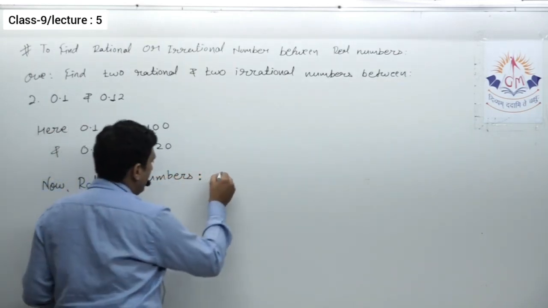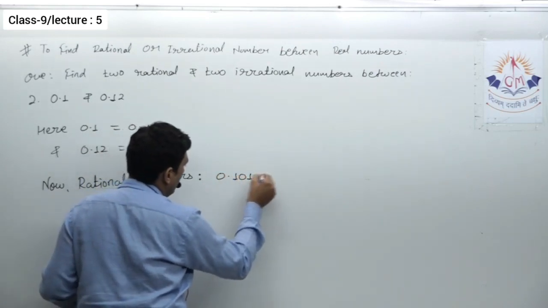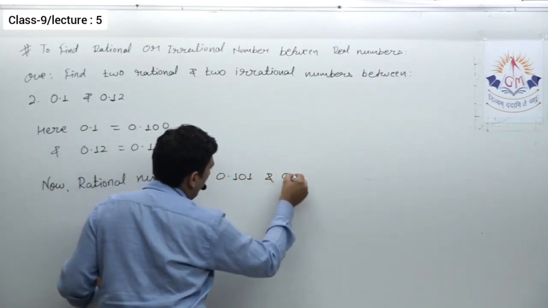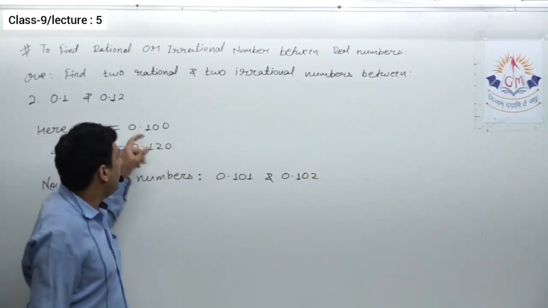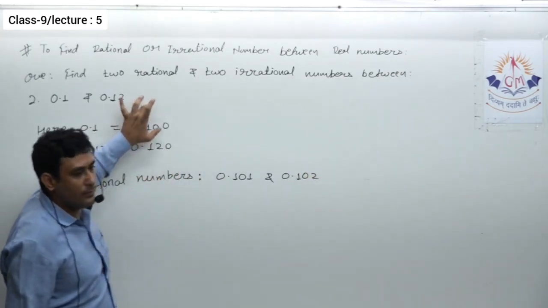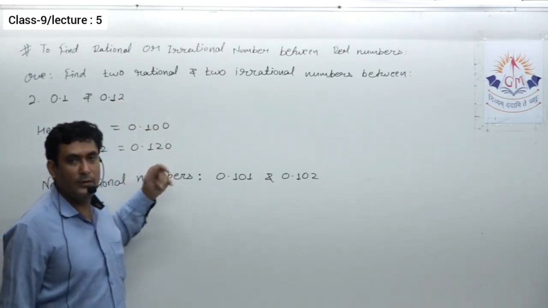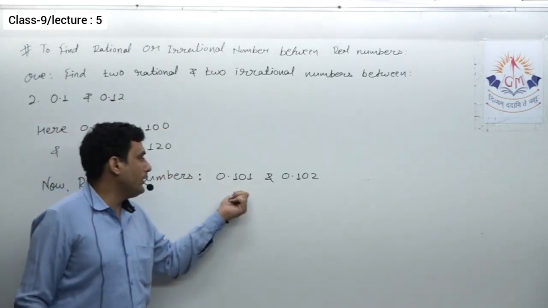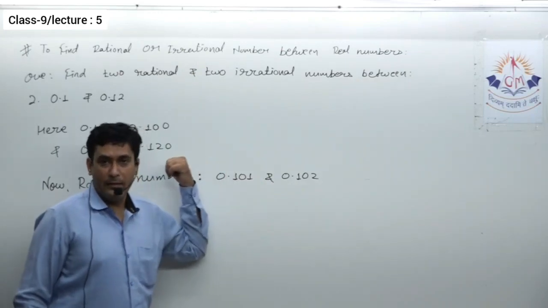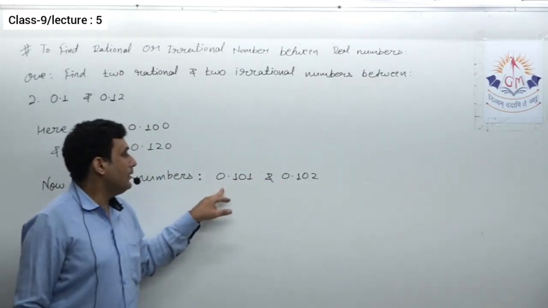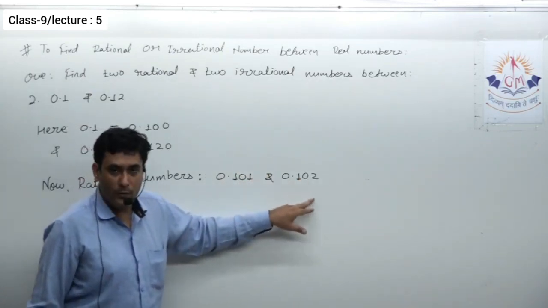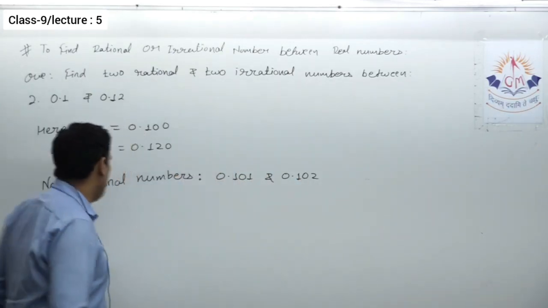Okay, I can write 0.101 and 0.102. Okay, or 0.119, any number. If you read it without decimal, consider this is 100, this is 120. So between 100 and 120, there is 101, 102. But as the decimal is there, so definitely I won't read it 101 and 102. This is 0.101, this is 0.102, and both numbers are between these two.